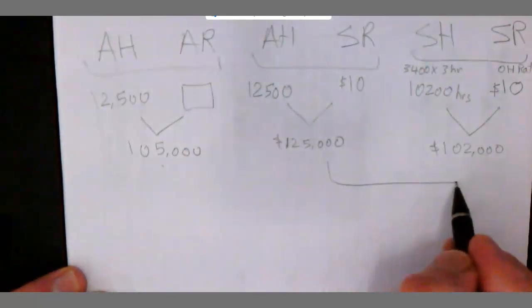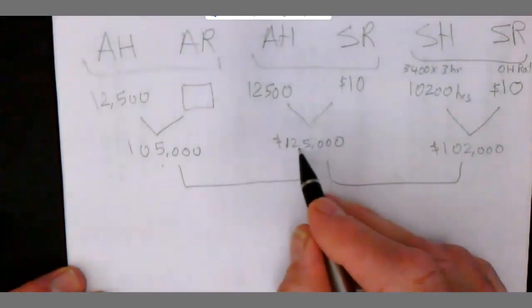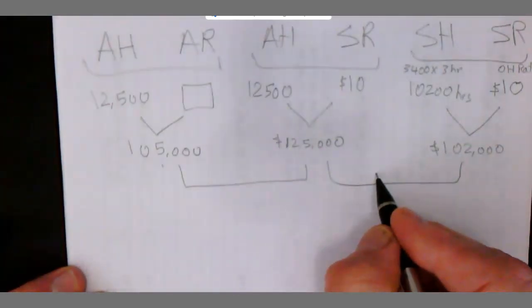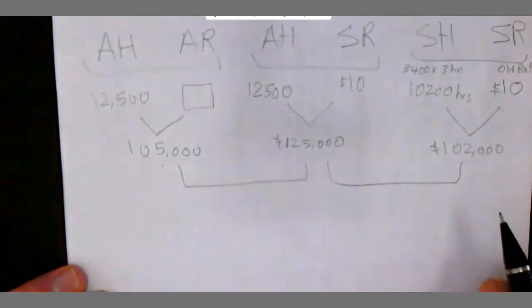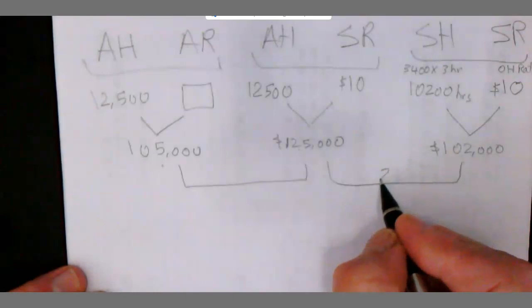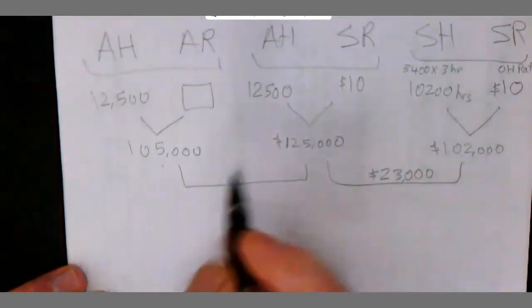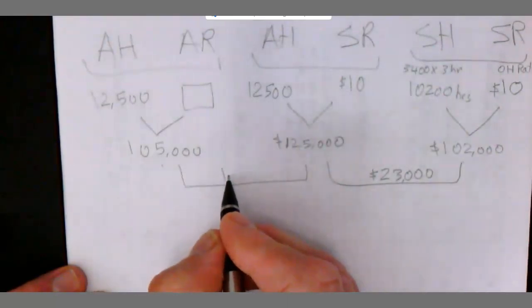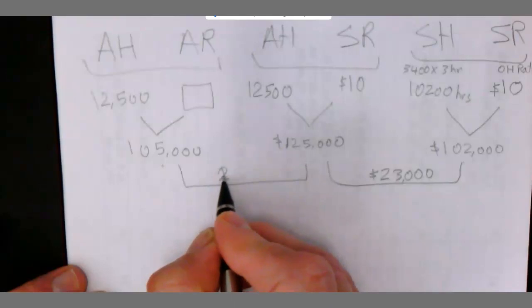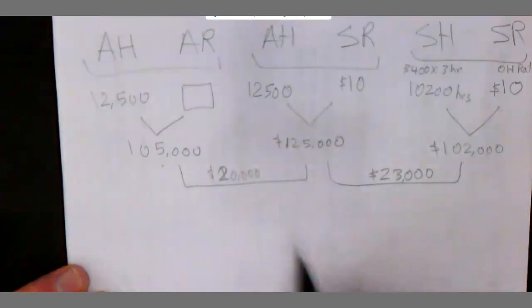So let's attach these two sections together. So 125 minus 102. That's $23,000. And 125 minus 105, that's $20,000. Okay.